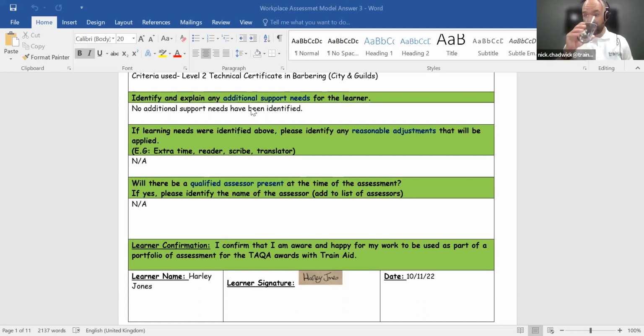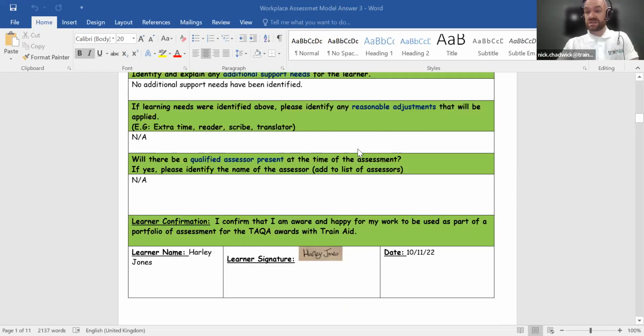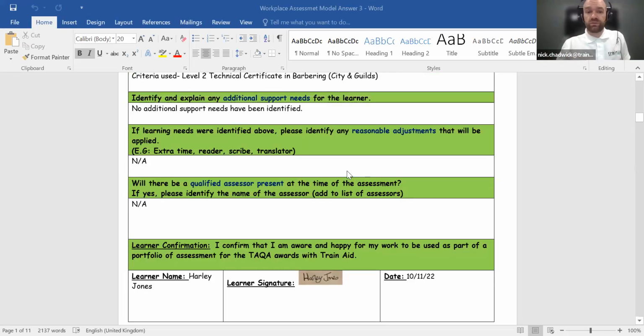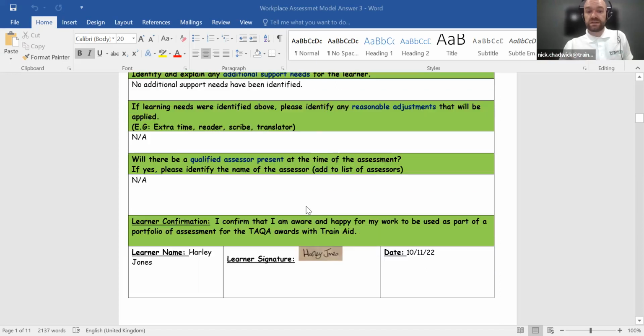for the learner. So if your learner does require any support, whether it's extra time, a reader, a scribe, a support staff member to support the learner with the assessment, that is absolutely fine for you to make those reasonable adjustments. So please do make those provisions there. But for Harley's assessment, no additional support is needed.